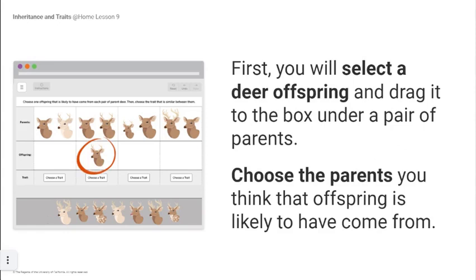First, you will select a deer offspring and drag it to the box under a pair of parents. Choose the parents you think that offspring is likely to have come from. So find one of the baby deer, think about what parents it would come from, and then you're going to drag it to that spot.